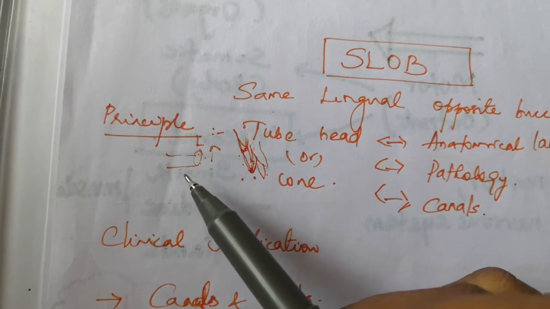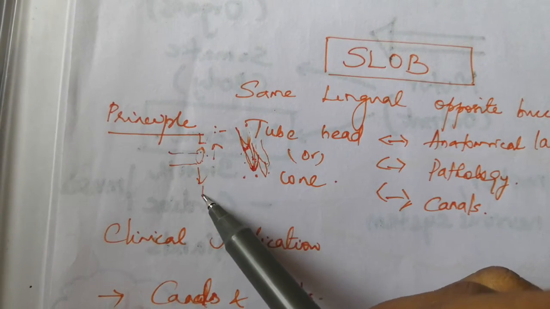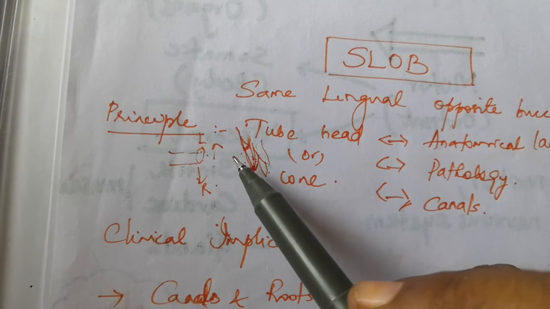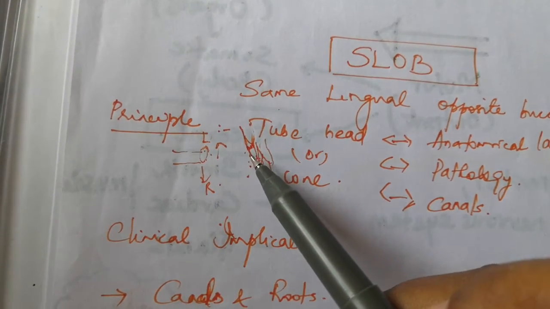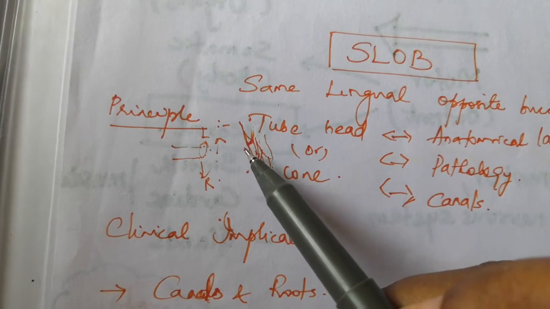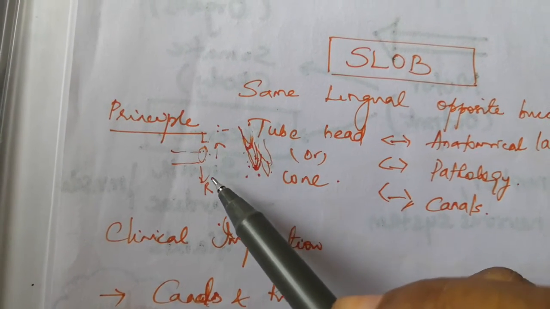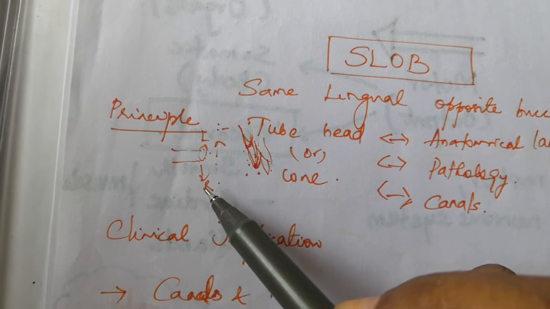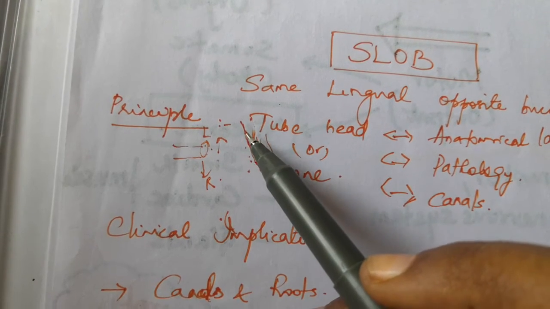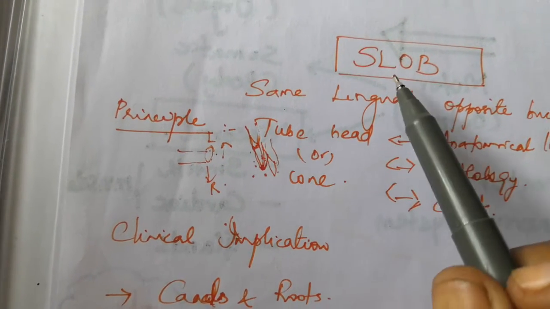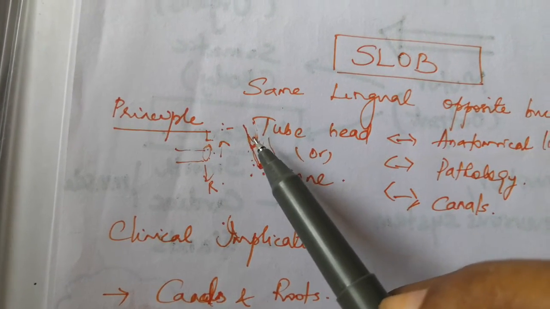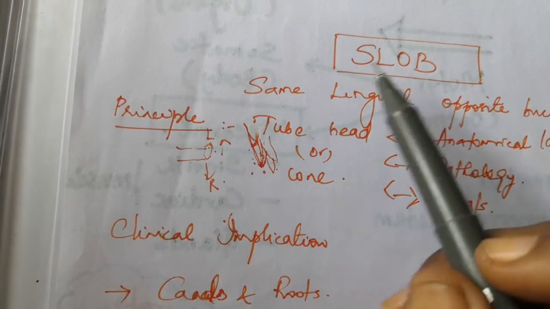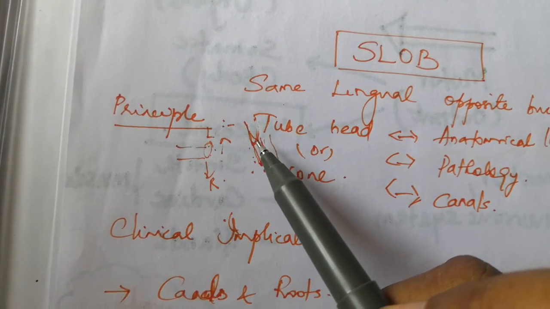Okay, and when you move the cone to the right side, the object which you are concerned with is moving in the opposite direction, that is to the left side. So the cone is moving right side but the object seems to be moving away from the cone, then opposite buccal. So the object is moving in the opposite direction, so it means the root is buccally placed.